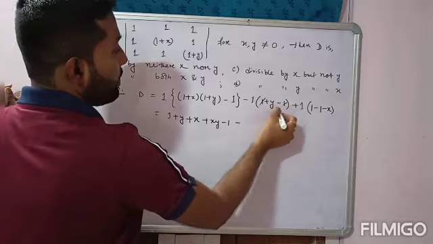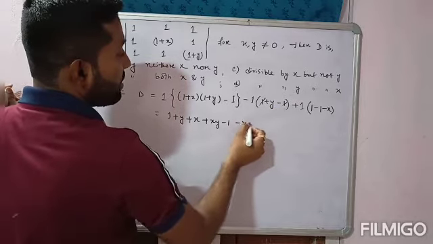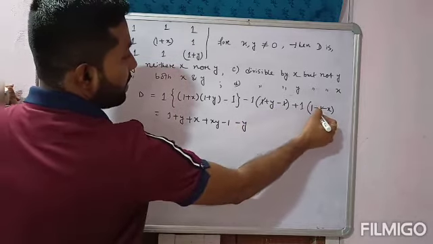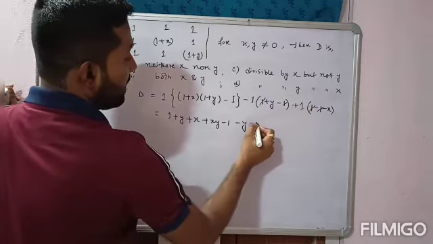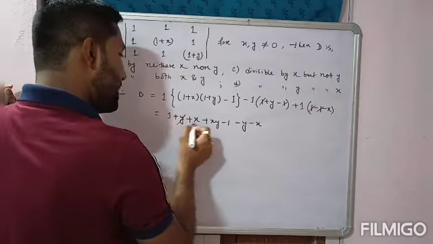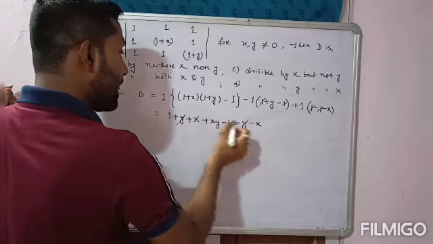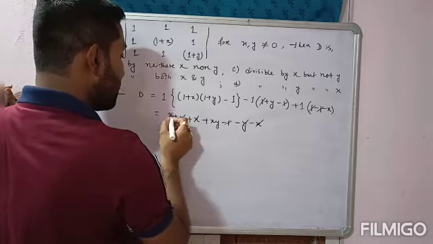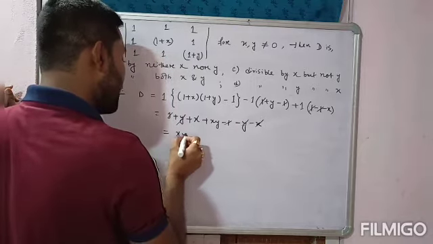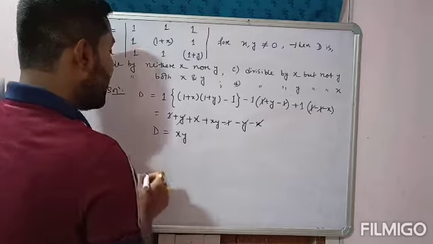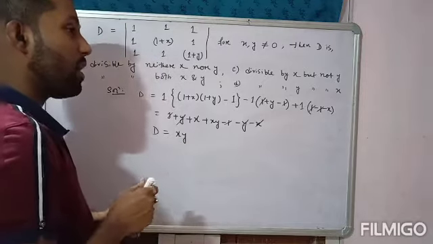Here 1 will be cancelled. So this will be then minus y. Here minus 1 plus 1 will be cancelled. This will be then minus x. So minus y plus y will be cancelled, plus x minus x cancel, minus 1 plus 1 will be cancelled. So D is equal to, what did I get? D is equal to x into y.